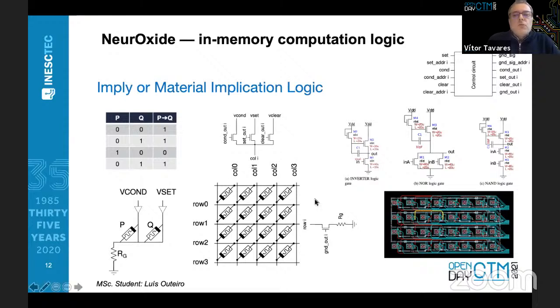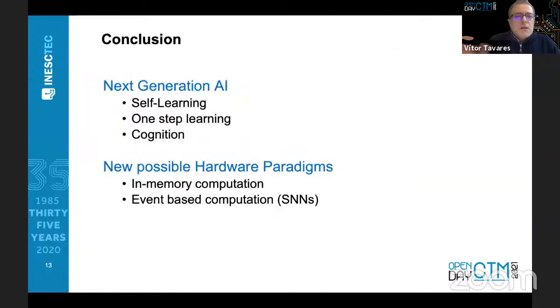Okay, and so this would work like an FPGA. But just to say that there are not only advantages in these things, as you would expect or suspect. We can only build circuits using a single type of transistor, which is an extra difficulty, but it can be done. Okay, so as a conclusion, for next generation AI, we need to do something on the network level and algorithms, probably not me, but on the hardware side, there are new paradigms coming up, like in-memory computation and event-based computation, that will probably help to bring computation closer to the edge.